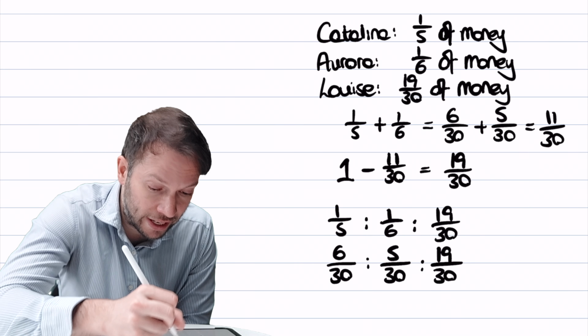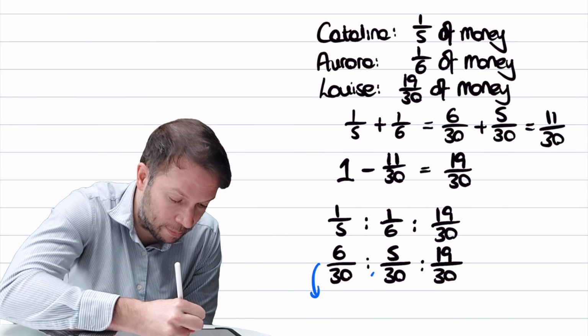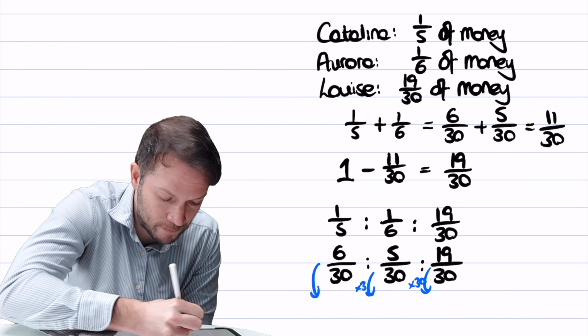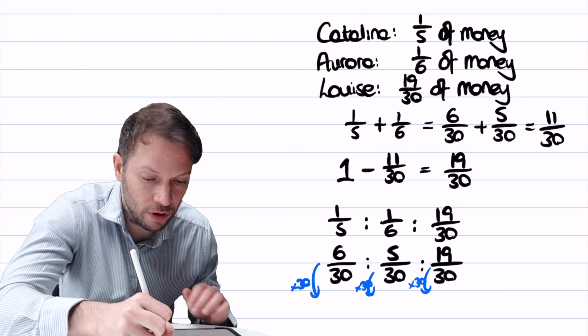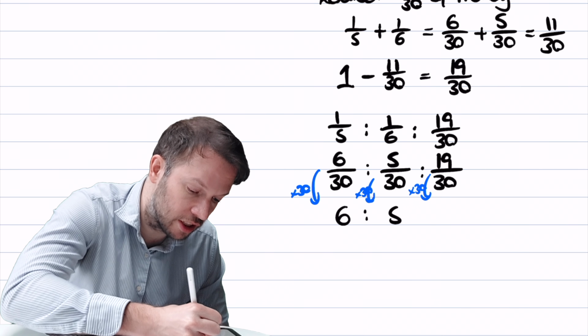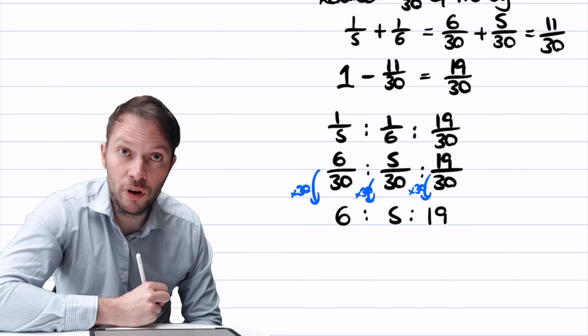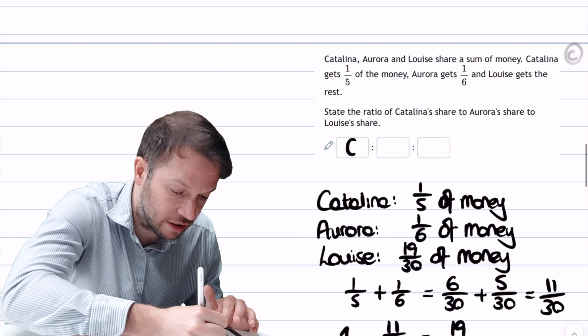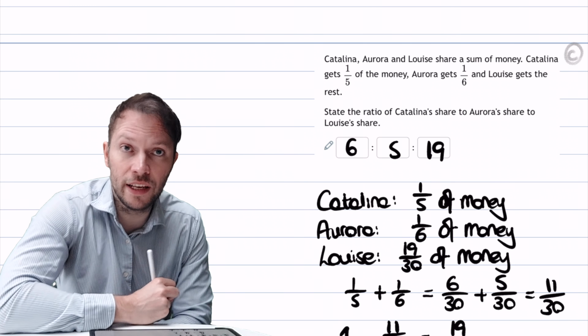And now I can just multiply all three parts of this ratio by 30 without affecting the ratio, and that then becomes 6 to 5 to 19. So therefore, the ratio between the shares these three people get is 6 to 5 to 19. And that is the final answer.